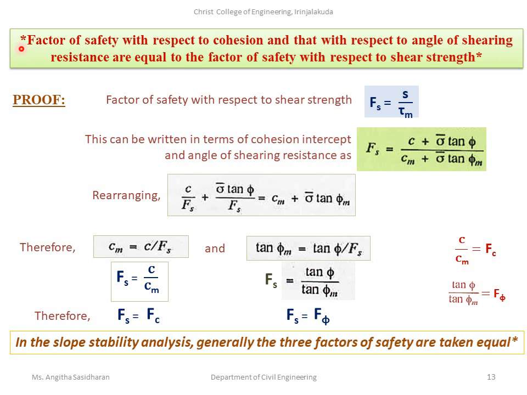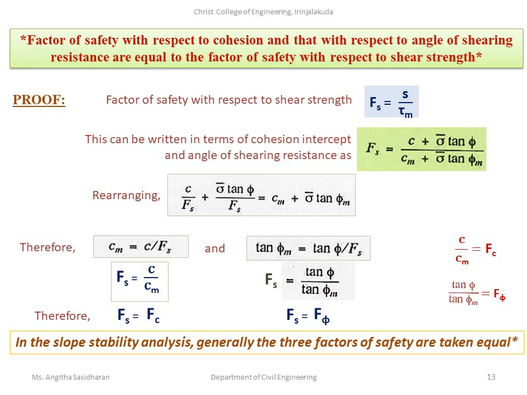So here is a statement: factor of safety with respect to cohesion and that with respect to angle of shearing resistance are equal to the factor of safety with respect to shear strength. So we have to prove Fs is equal to Fc is equal to Fphi. This was asked in a university question paper, so you just note this down. So here is the proof.